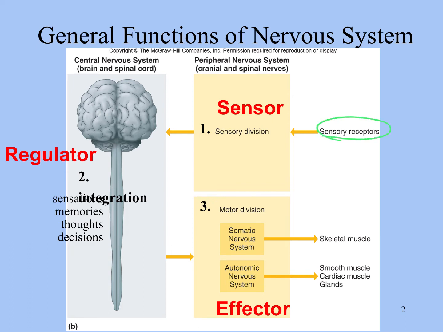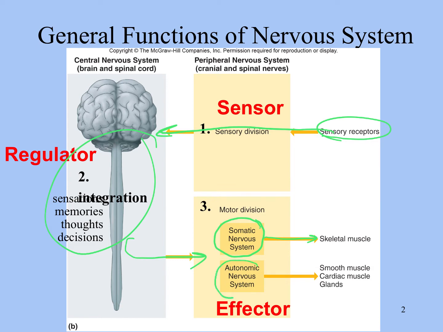You have some sensory receptors being activated, sending a signal through sensory neurons into the central nervous system, where they all get integrated together somehow through various neuronal circuits and neuronal pools. And then there's an output into the motor division where some sort of effect happens. And then the motor division is further subdivided into the somatic nervous system, which specifically goes to skeletal muscle to provide movement of the skeletal muscle.